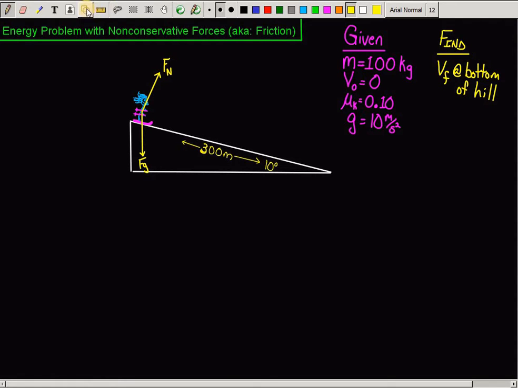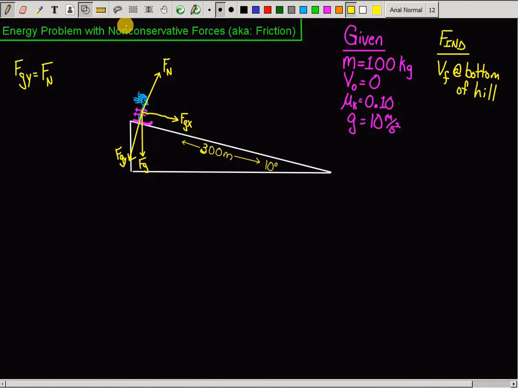We also have the weight in the x direction, and we have the weight in the y direction. And if you recall, the weight in the y direction would be equal to the normal force in this case.